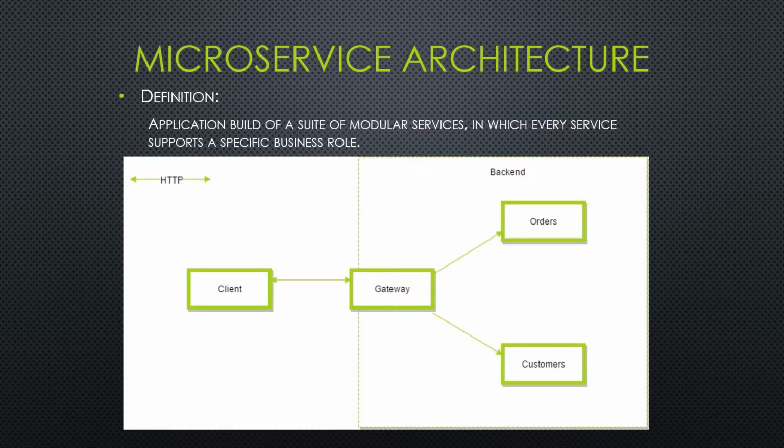So finally, we get to talk about microservices. Microservices is a suite of modular services in which every single service supports a specific business role. Our online store architecture has been decomposed into three components: gateway, orders, and customers. Every component has one responsibility, and all together they make the application happen. That is the point about microservices.